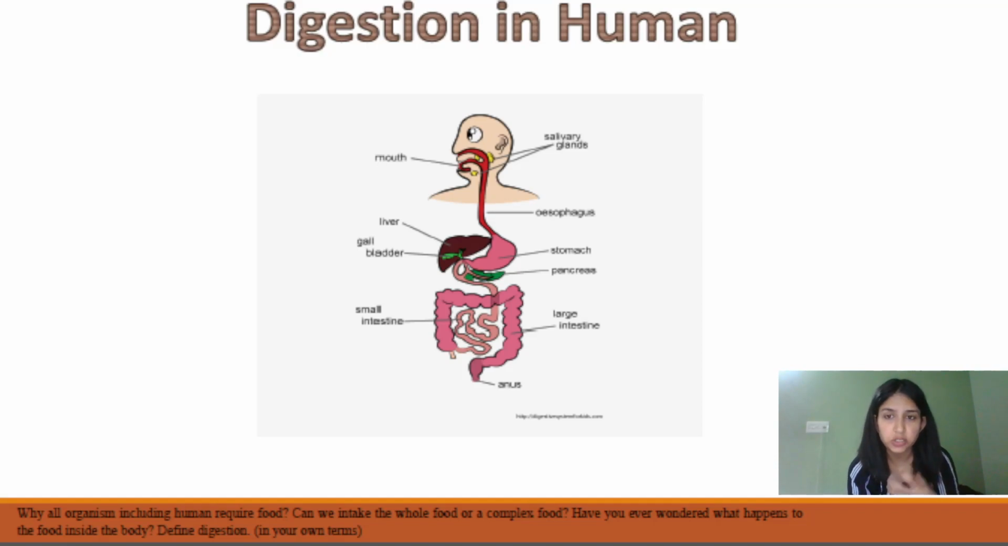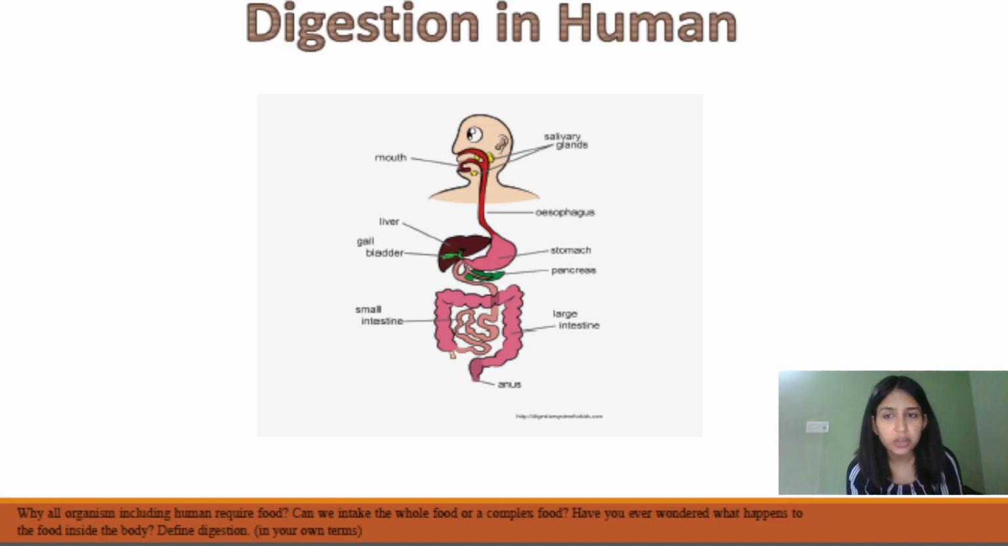So when it is passing on to the esophagus, it is basically a pipe-like structure that is a connecting link between the mouth and the stomach. Then the food will go into the stomach. After that, some enzymes are released by the liver, gallbladder and pancreas, and they will be working on the food that we eat.